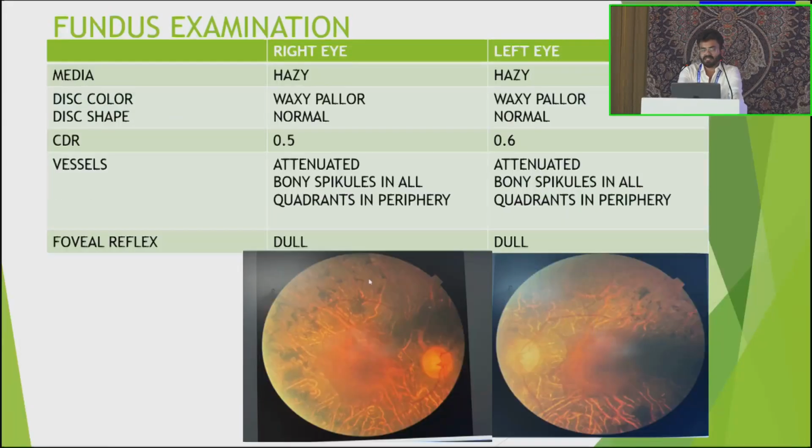Due to the cataract, the media was hazy in both eyes. The color of the disc was waxy pallor. The disc shape was normal. CDR was 0.5 and 0.6 in the respective eyes. Vessels were attenuated and bony spicules in all the quadrants in the periphery were seen. Foveal reflex was dull.